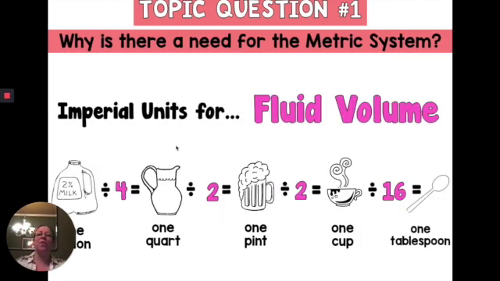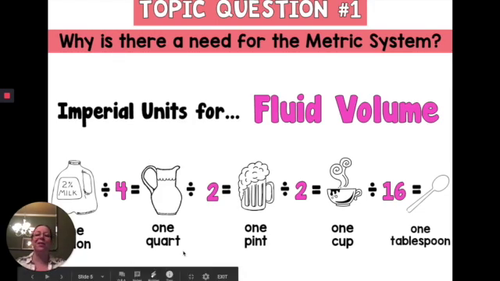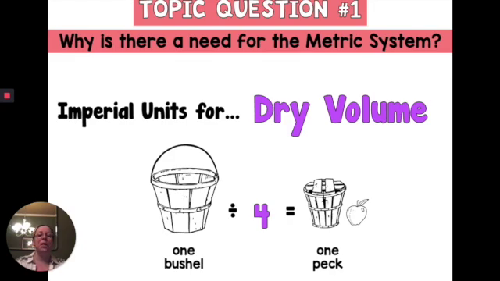And then last, we have imperial units for fluid volume. I know it's hard to see this. We have 1 gallon, 1 quart, 1 pint, 1 cup, and 1 teaspoon. It takes 16 teaspoons to make a cup, 2 cups to make a pint, 2 pints to make a quart, and 4 quarts to make a gallon. So these are the measurements you all probably have grown up using. Less likely are the dry volume units, a bushel and a peck, but they are actually real units. There are 4 pecks in 1 bushel.